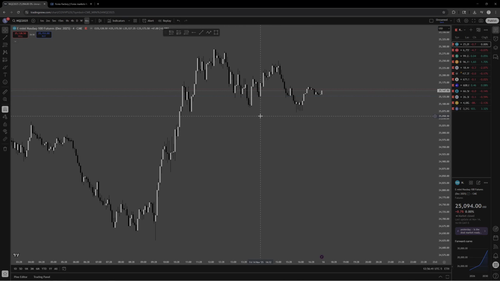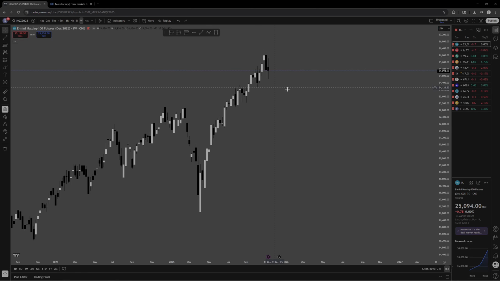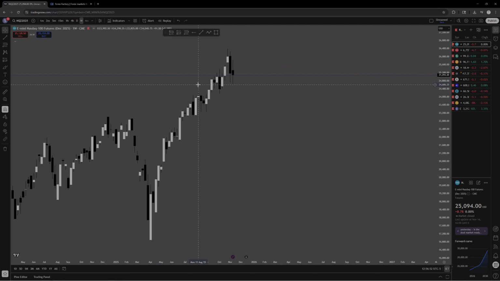If you want to do the hourly, you can either do 1H or you can just type 60, that'll be equivalent. If you want to see the weekly, you can type 1W, get the weekly. Yeah, that's mainly how you can switch between time frames super simply.